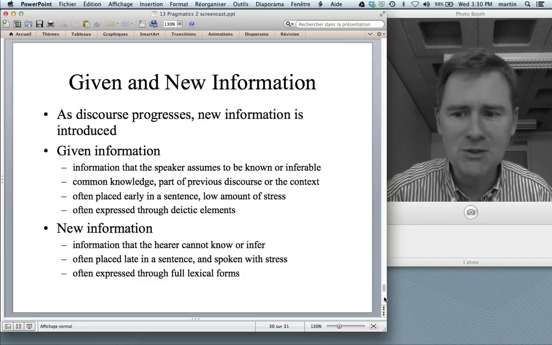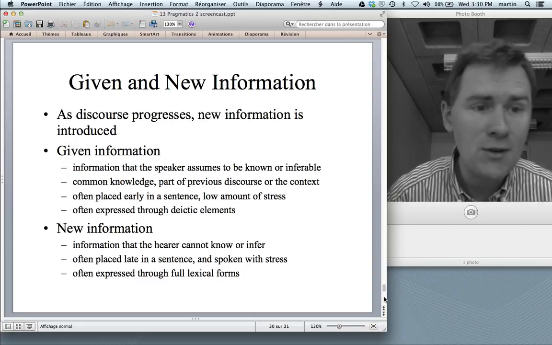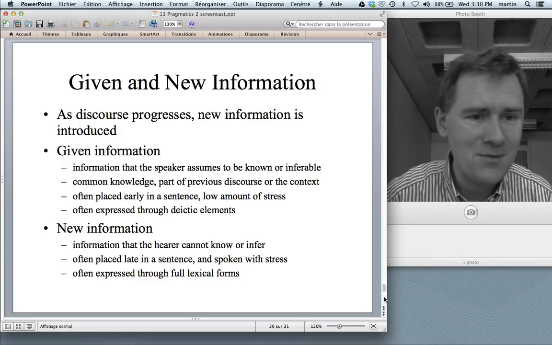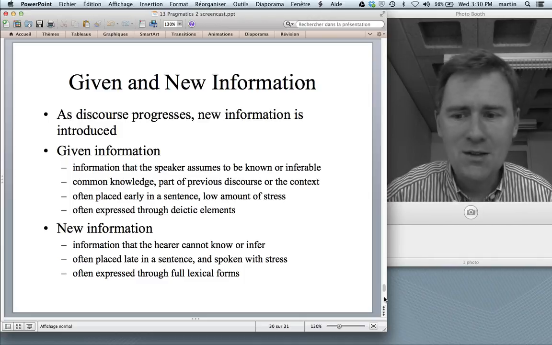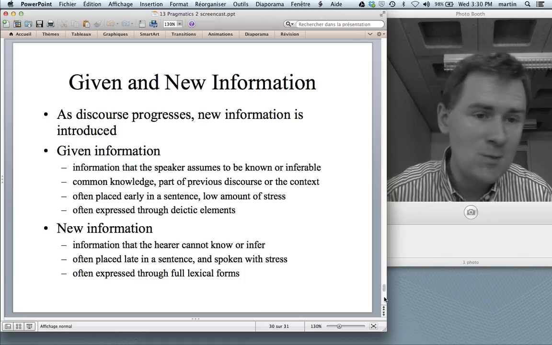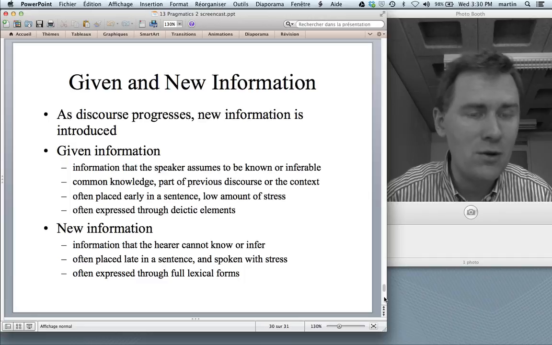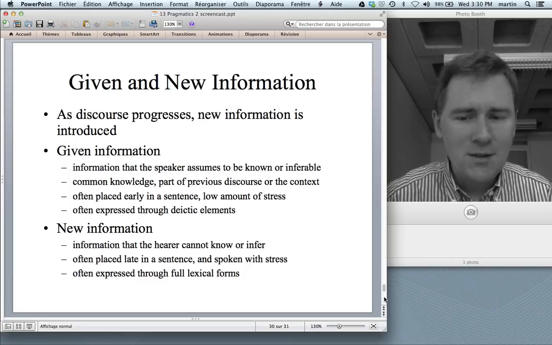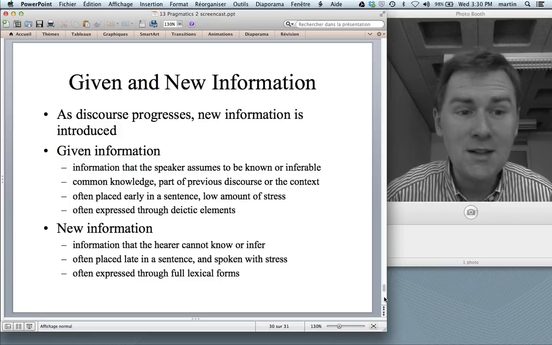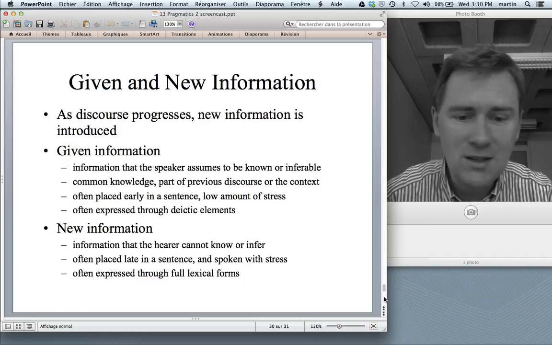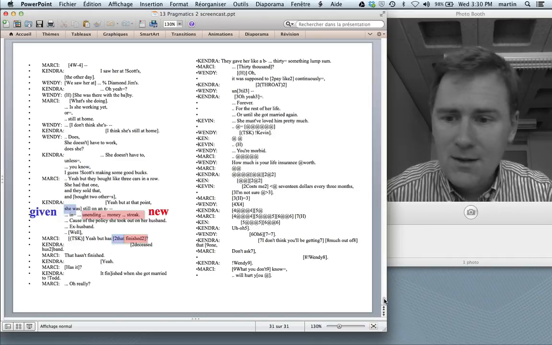So new information is information that the hearer cannot know at this point, or cannot just infer, and it's often placed late in a sentence and spoken with stress, and often expressed through full lexical forms. This is an important idea that I will let sink in a little bit, and as I said, next time we'll talk in more detail about this.